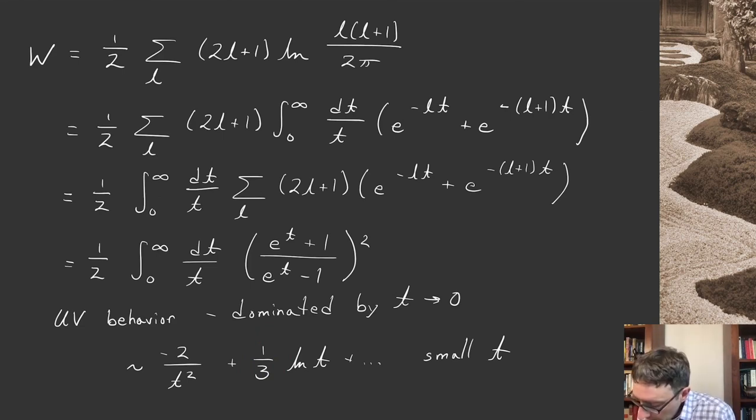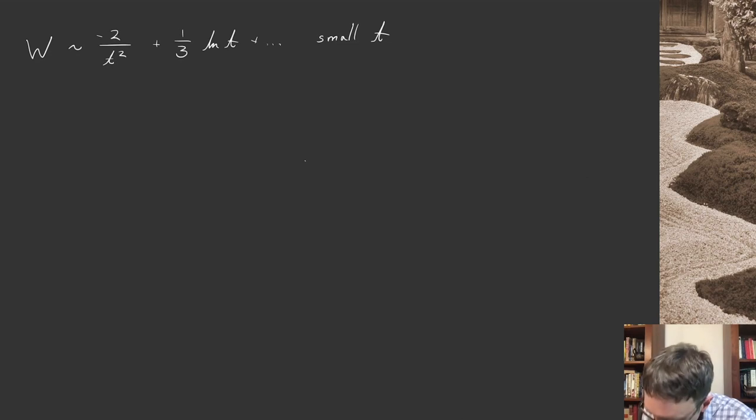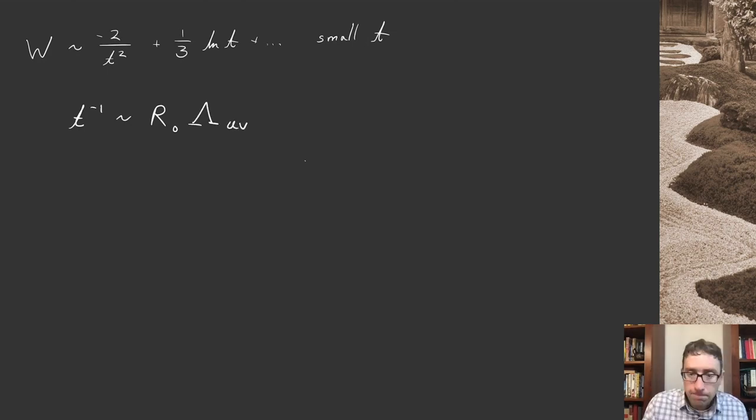So let's think about that. So this is our result. Let's call it W. Let's copy it to the next page. Where's the physics in this t? So this t inverse, I claim I can think of as the radius of the sphere times this UV cutoff that I've added in. Small t is the UV behavior, so large 1 over t should also be UV behavior. And so by cutting off at small t, I'm introducing some UV regulator, some UV mass regulator.